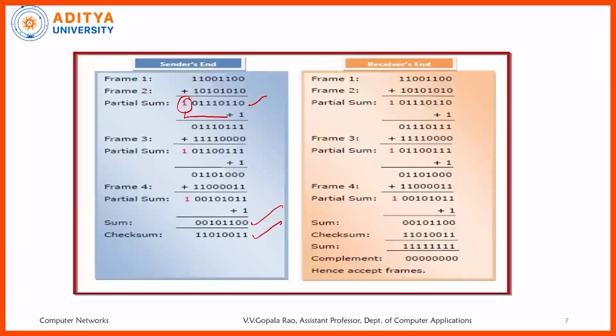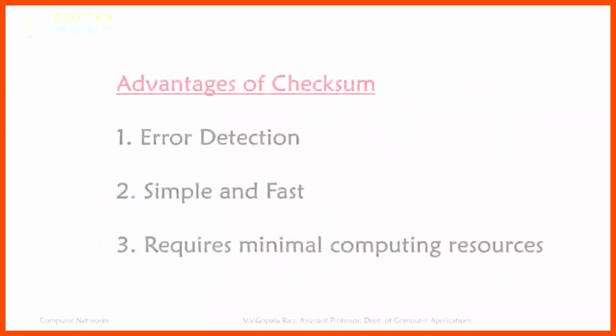The same procedure is carried out, as I mentioned, at the receiver side also, and the final sum should be all ones, and once you complement it, you find all zeros. Whenever you find all zeros here, it gives an idea that you can accept the data, otherwise you have to discard the data. So, it is a very simple procedure by which you can accept or reject the data.